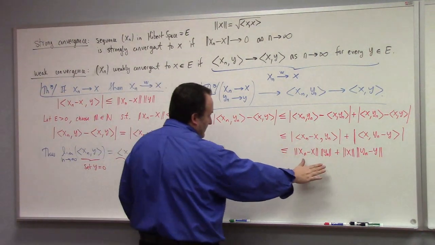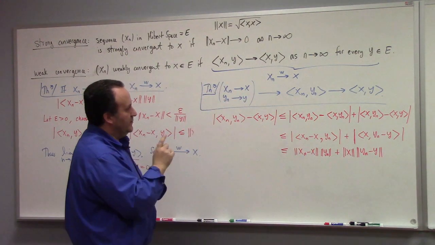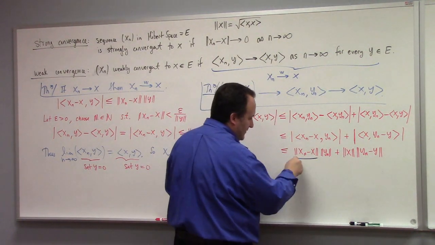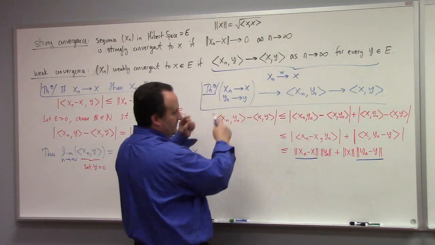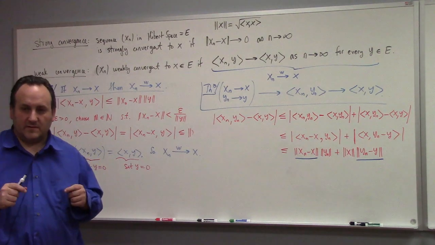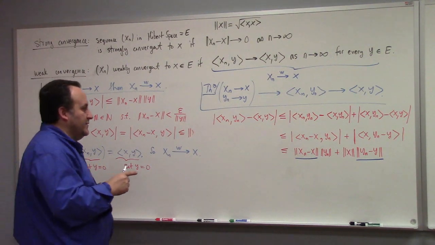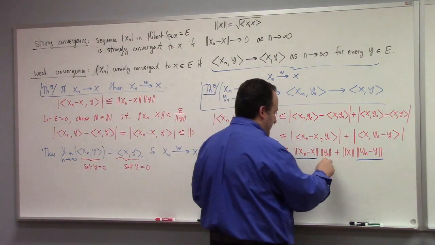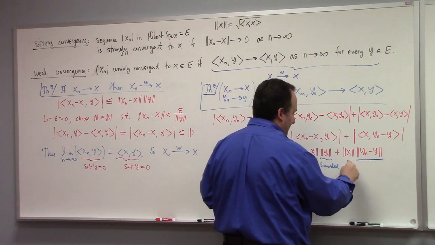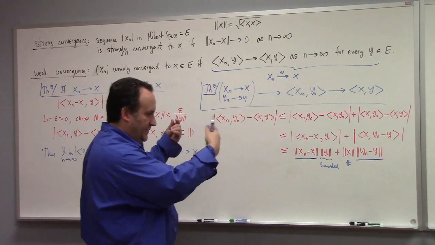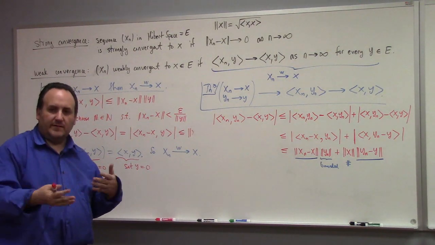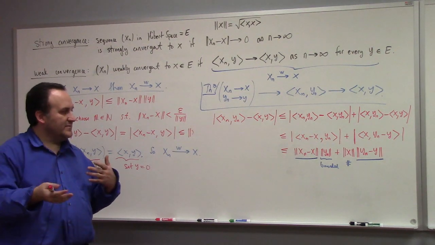We have control over this given these limits because we can make these norms as small as we like, since we're given these convergences. Furthermore, if a sequence is convergent, it's bounded. So since the sequence is convergent, this is bounded, and this other one is just a number. So that means we can make an appropriate epsilon.